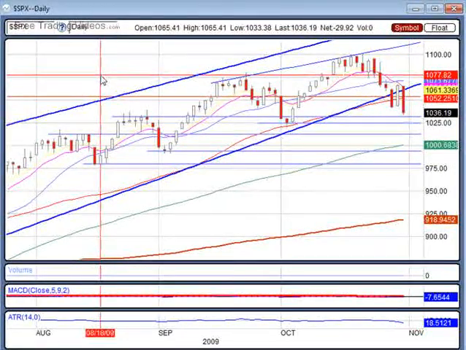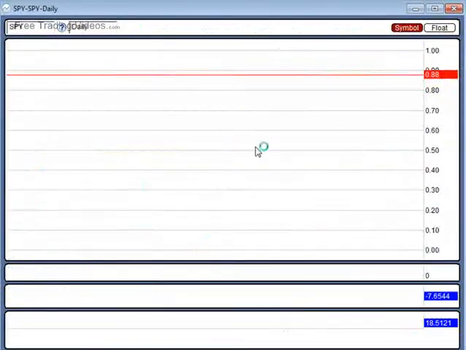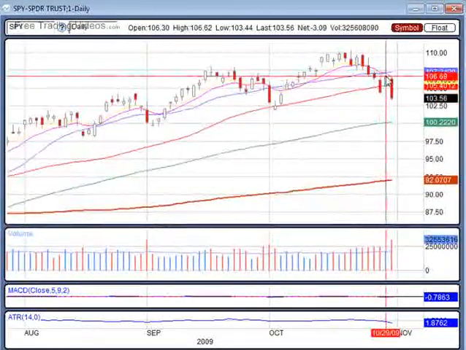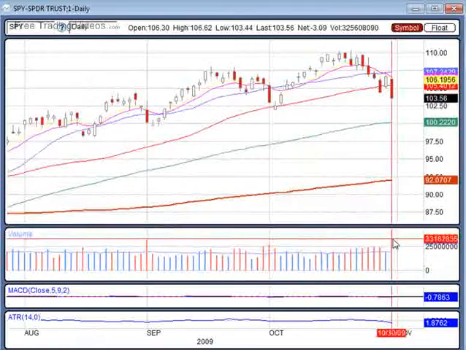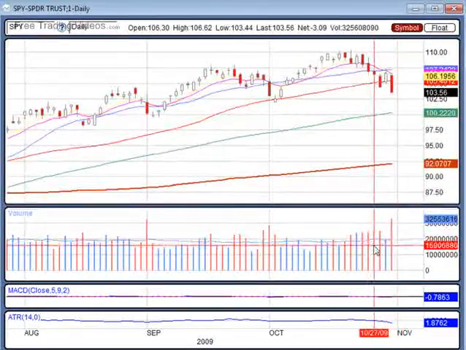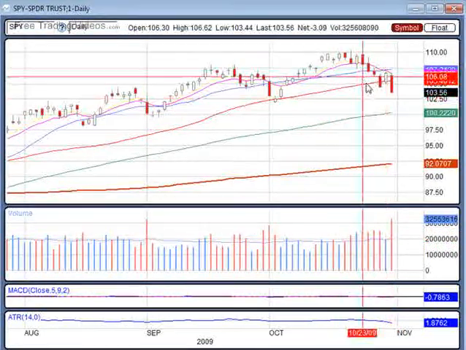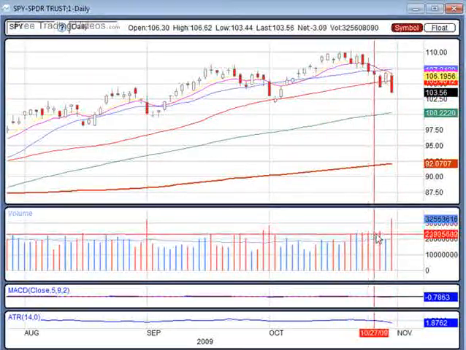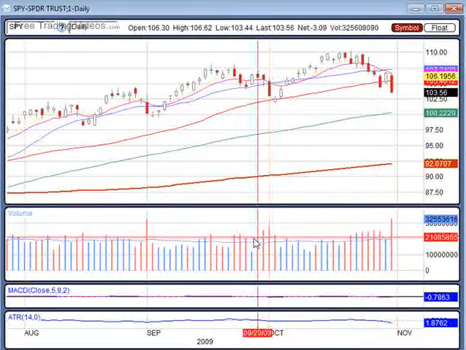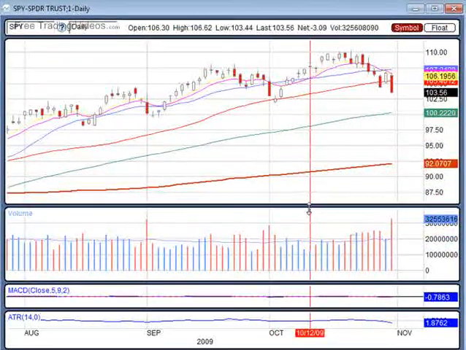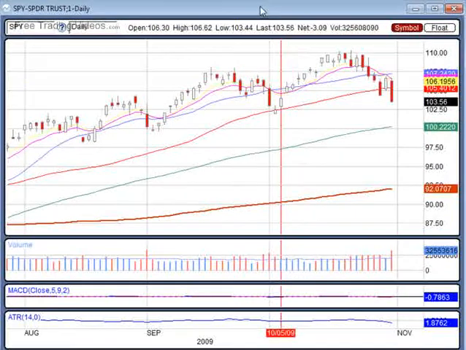Let's look at the Spiders just to get an idea what volume did today. Pull this up, and you can see this drop, monster volume. On the up day, we had just smaller volume, but on these down days, look at the volume increase. I was warning you on this last week on a few of the videos, that this volume really tells us what's going on out there, and you want to pay attention to it.